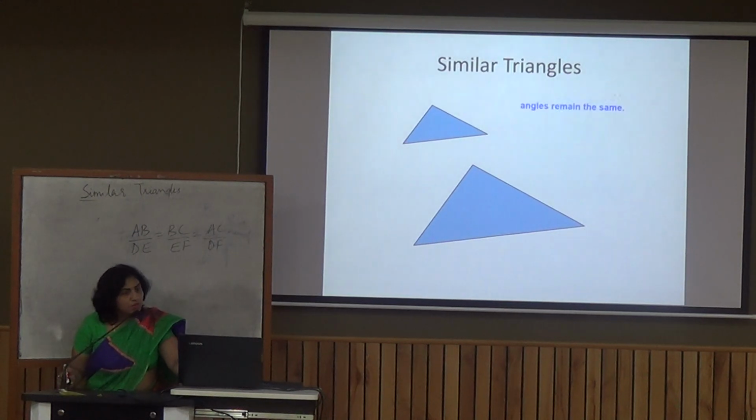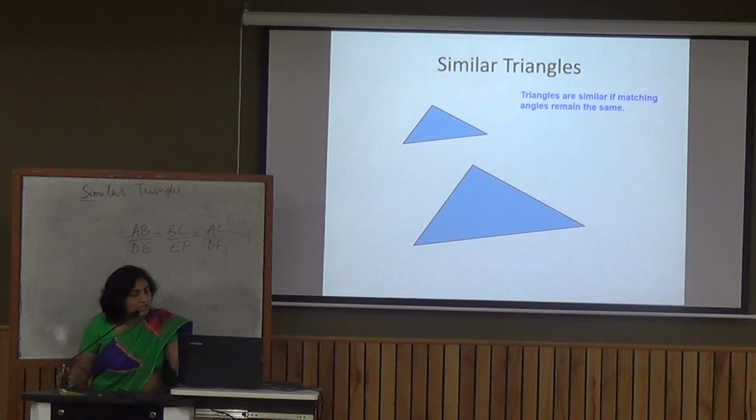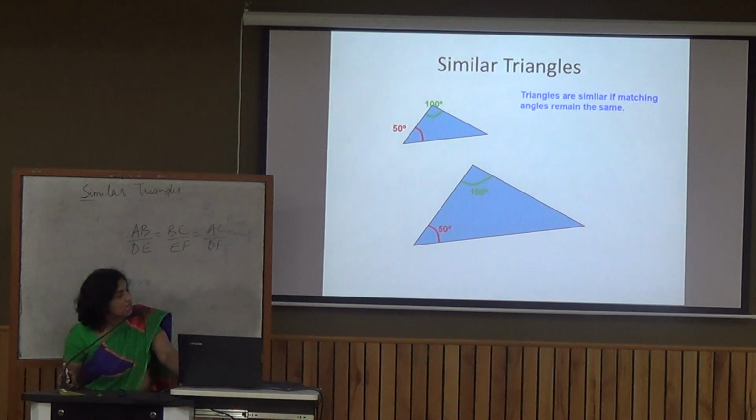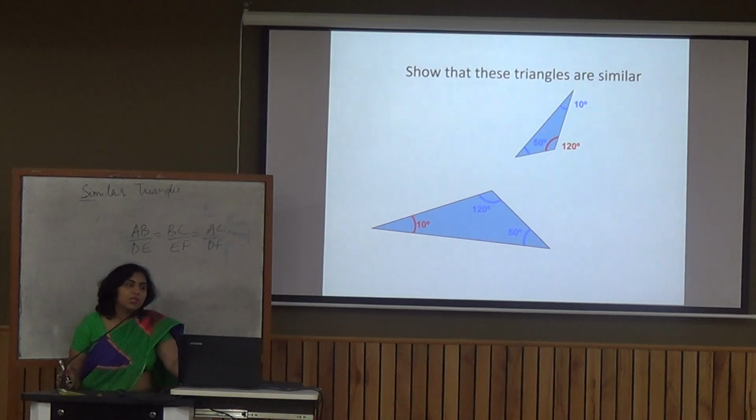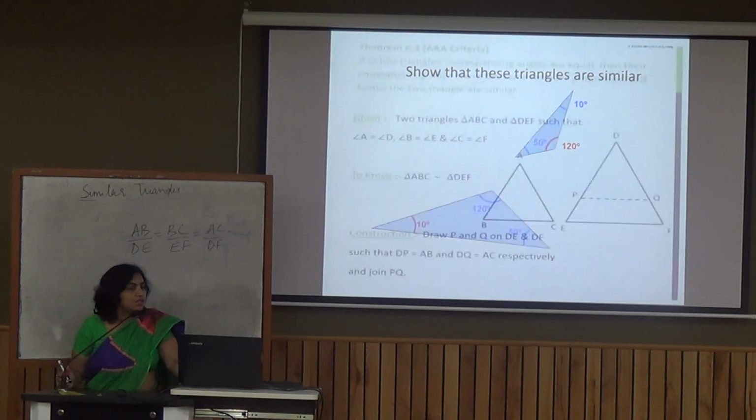Now these are similar triangles if matching angles remain the same. So when two of the angles are the same, by angle sum property, the third angle will also be the same. So we have been given these triangles to be similar. We have one angle in both the triangles as 50 degree, one as 120 degree and another as 10 degree. Rotation may be different, but when angles are the same in both the triangles, that means the triangles are similar.